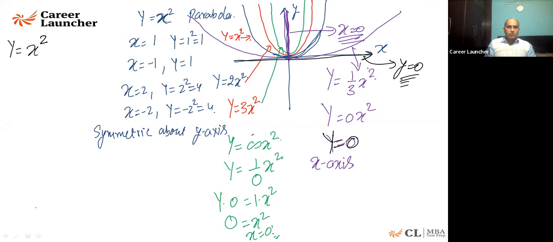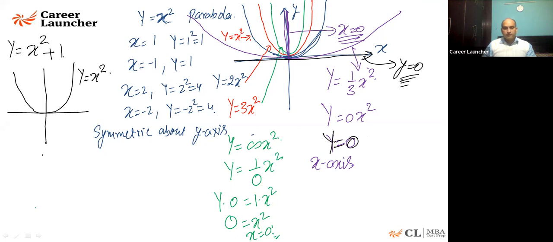Y is equal to x square is a figure which is given to you. What if I add something to it? I would like to first draw y is equal to x square. This is y is equal to x square. Let me change the color of this to blue. So y is equal to x square plus 1 is, earlier when x was 0, y was coming out to be 0 here. Now at 0, it will be coming out to be 1. So whenever you add something to x square, the parabola goes up.